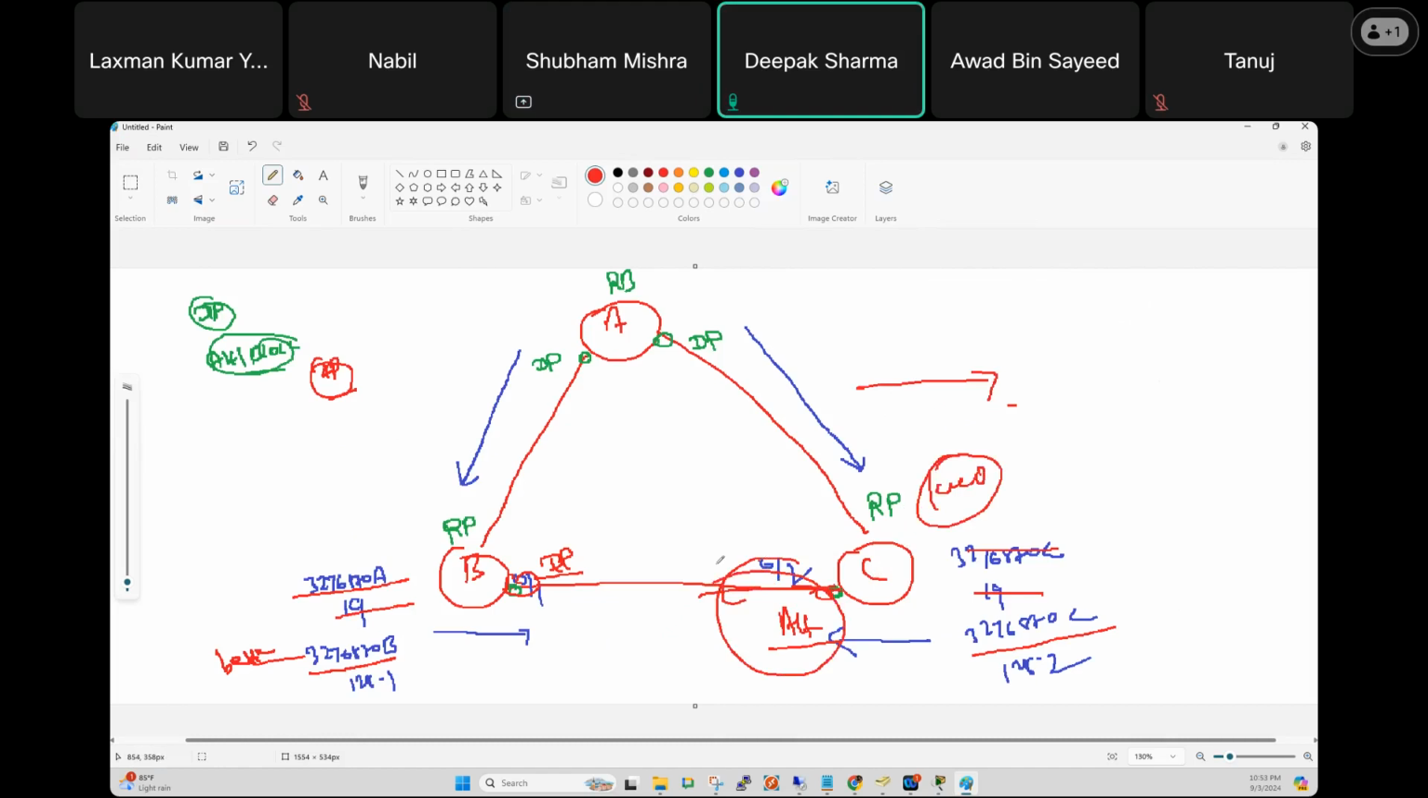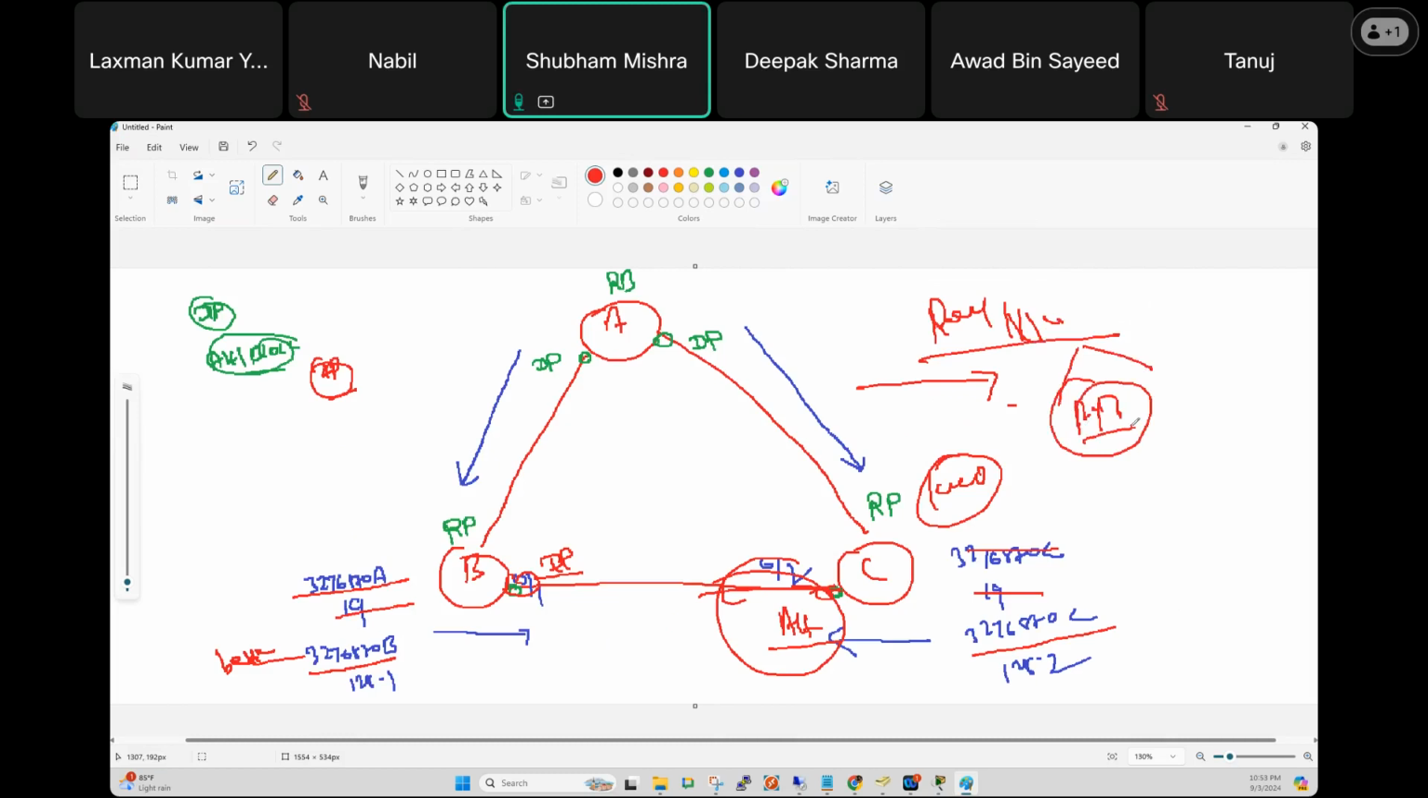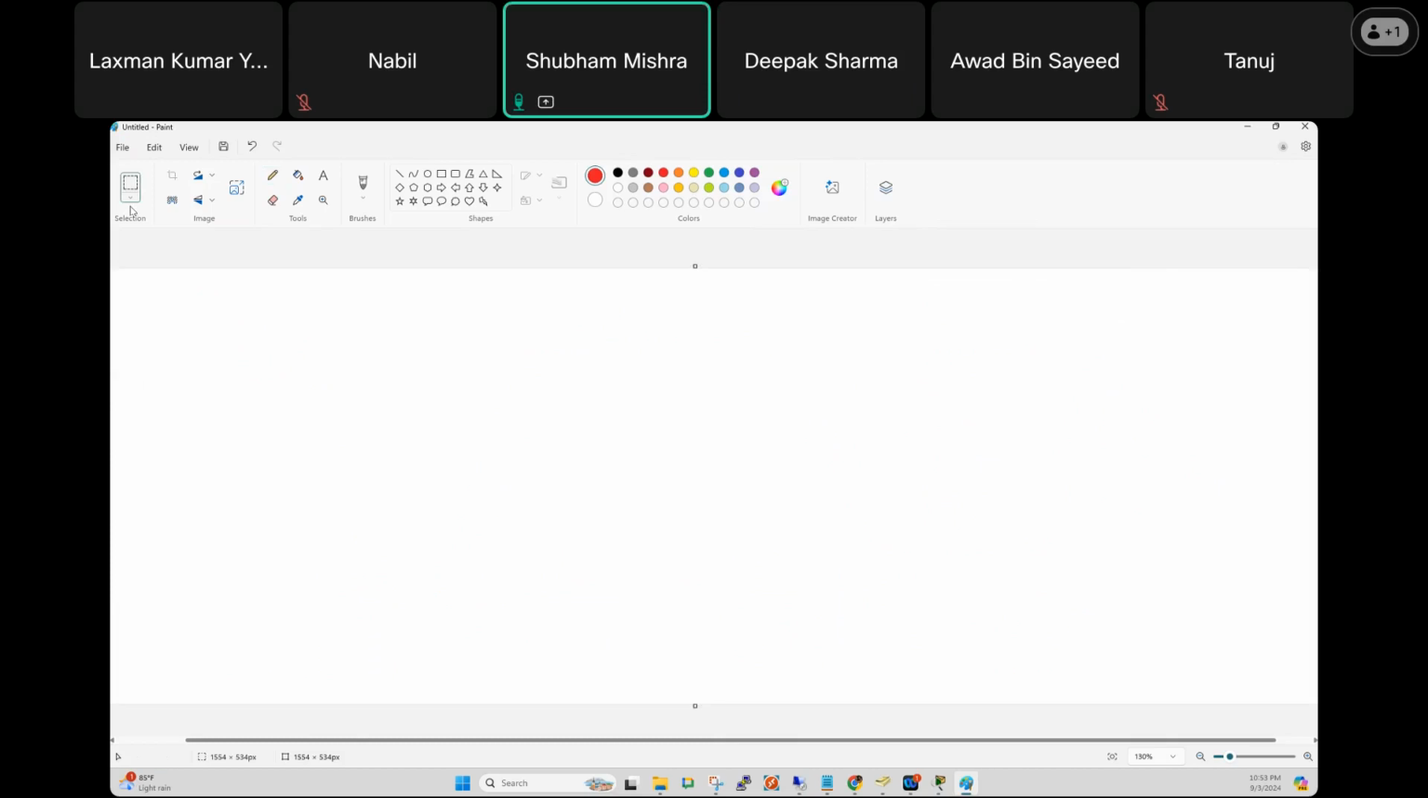One more thing: in real scenarios, in a real environment, in your company, generally you will see two types of root bridge. How many types of root bridge, guys? Two types: one is called primary and one is called secondary. For example, I can give you a scenario from my previous company.